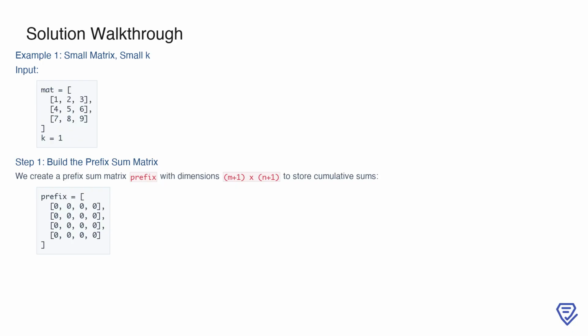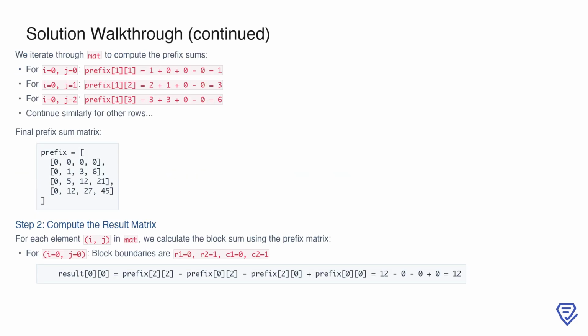To make this process efficient, we first build a prefix sum matrix. This matrix has dimensions slightly larger than the input matrix, with an extra row and column filled with zeros. These extra spaces help simplify the boundary calculations later. At this stage, the prefix matrix is initialized with zeros, and we will populate it with cumulative sums in the next steps.